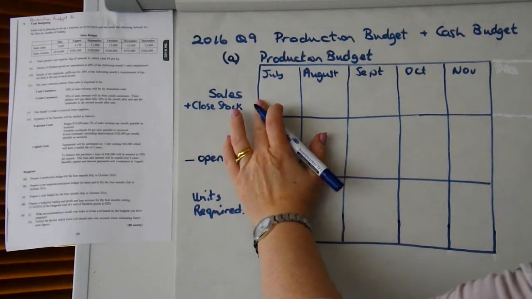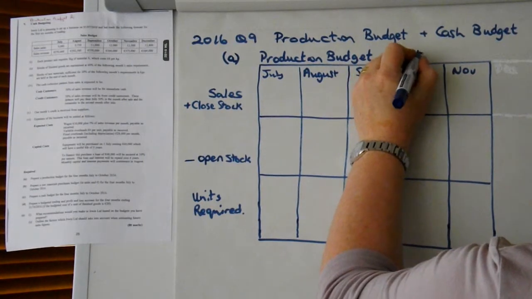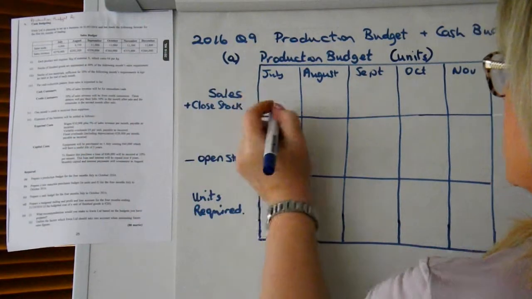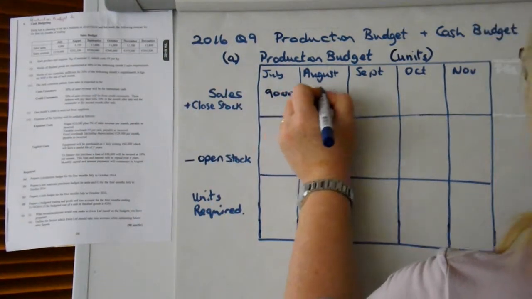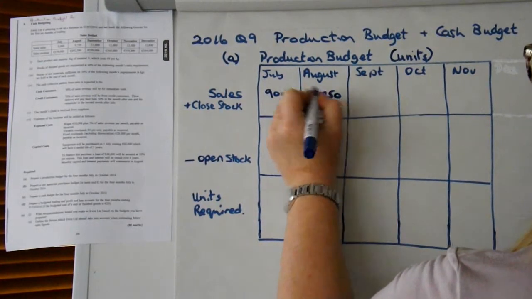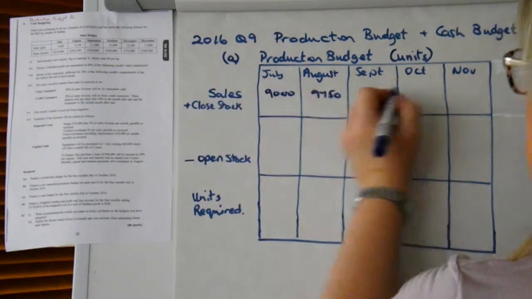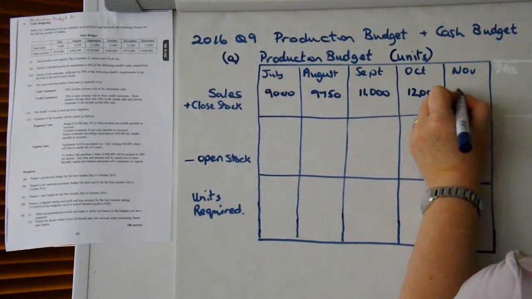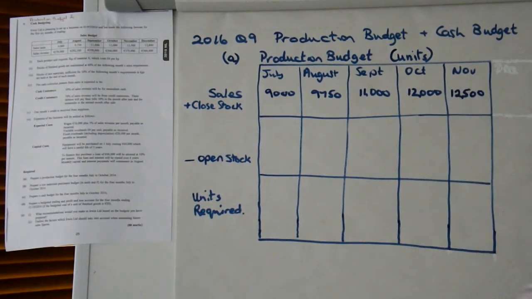So pop in your sales in units first. Remember, all of this is in units. So the sales units from your question for July is 9,000, August 9,750, September 11,000, October 12,000, and I'm going to need the next figure here as well, so I'm just putting it into the next column, 12,500 units in November.